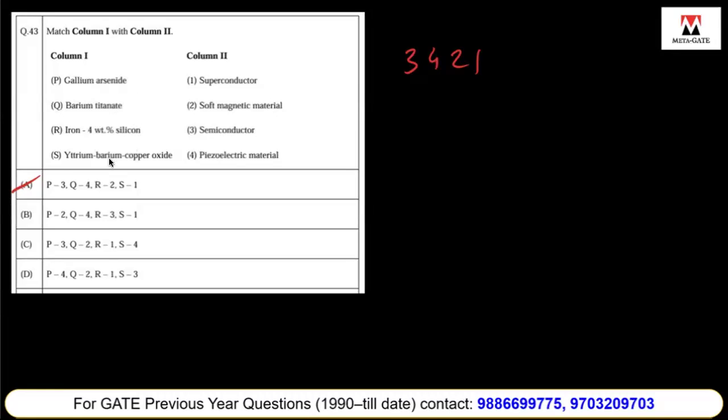Yttrium barium copper oxide is a high temperature superconductor. The superconducting properties at relatively high temperature allow development of superconducting wires, magnets, etc. It's a high temperature superconductor that can exhibit superconductivity at relatively high temperatures also.